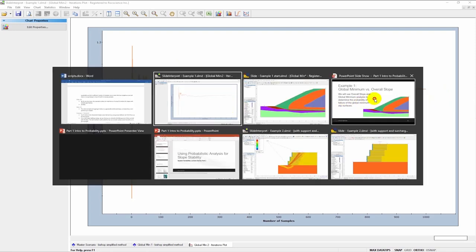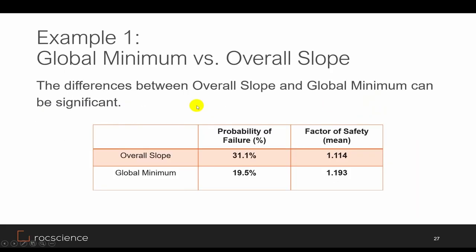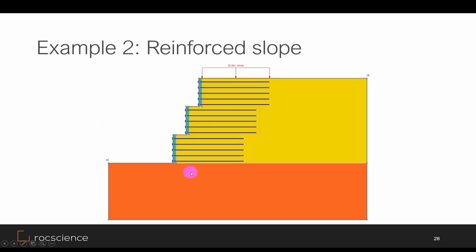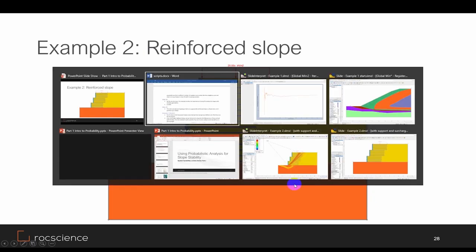Now let's return to our problem. So like we discussed, this example studies the importance of using overall slope analysis for slopes with complex geometries. And here we've summarized the results, once again showing that the overall slope in this case found a much higher probability of failure compared to the global minimum. The next example we're going to look at is a geotextile reinforced slope, as shown here. So let's pull that up in slide 2.